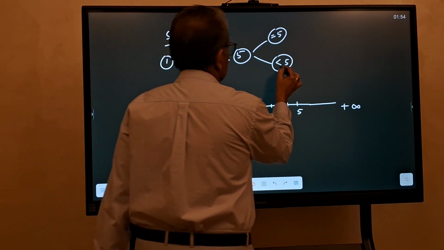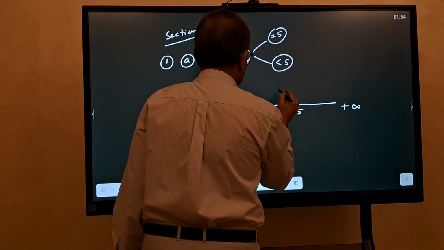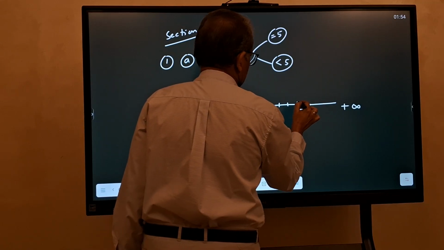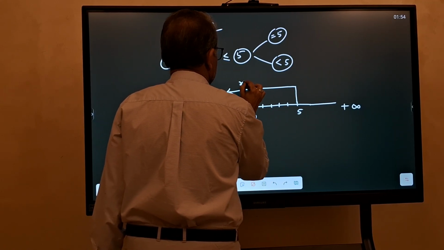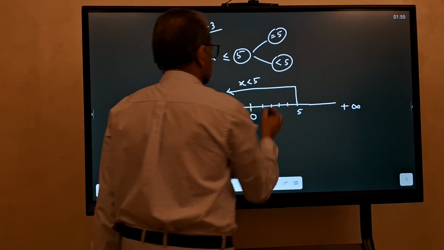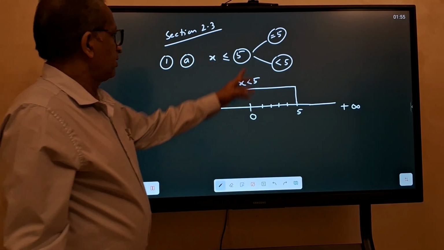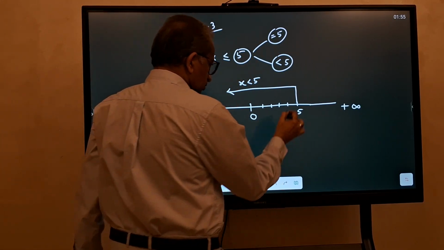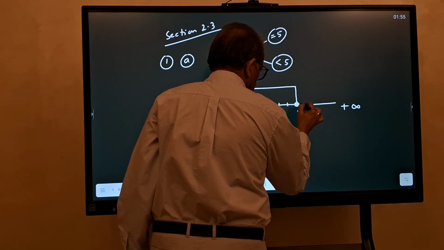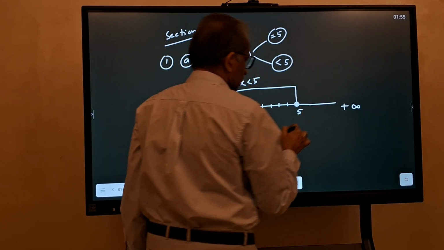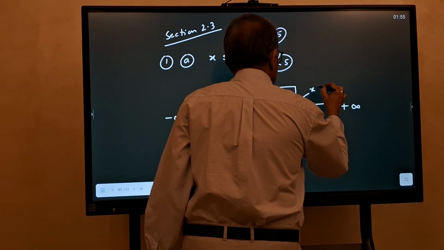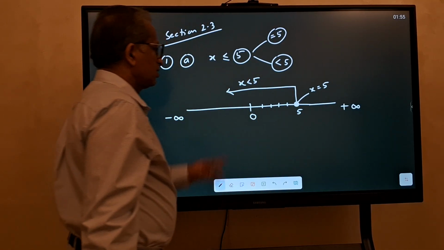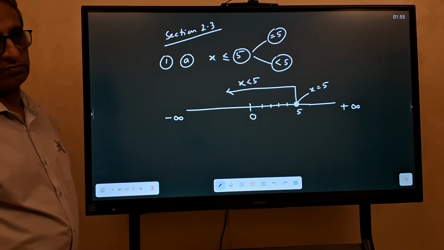First I will go for less than. Less than means I have to go on the left side. So this represents x less than 5. Then it is equal to 5. Equal to 5 means I have to darken this, fill the circle. So this represents x is equal to 5. This is the graph of this inequality.